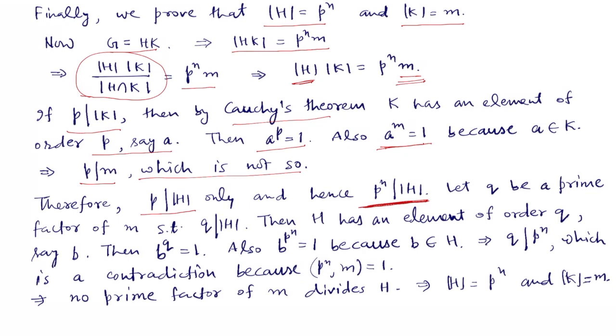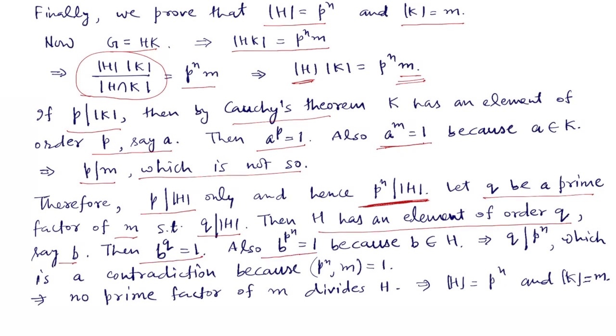So let q be a prime factor of m that divides order of H. Then again by Cauchy's theorem, H would have an element of order q, say b. So b to the power q is 1. Also b is an element of H, so b to the power p to the power n will be 1. And so b is killed by p to the power n, but order of b is q, so q divides p to the power n.